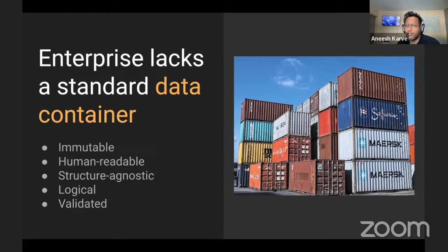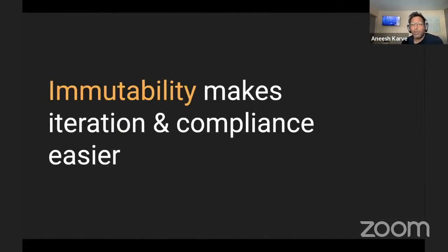And it should be validated, right? So in any regulated industry, for instance, GxP in biopharma, there has to be a validation process where you can prove to your auditors and to the people inside your company that this data has not changed since it left the instrument or since it came out of the training pipeline. And I guess my main point here is that immutability makes iteration and compliance easier.